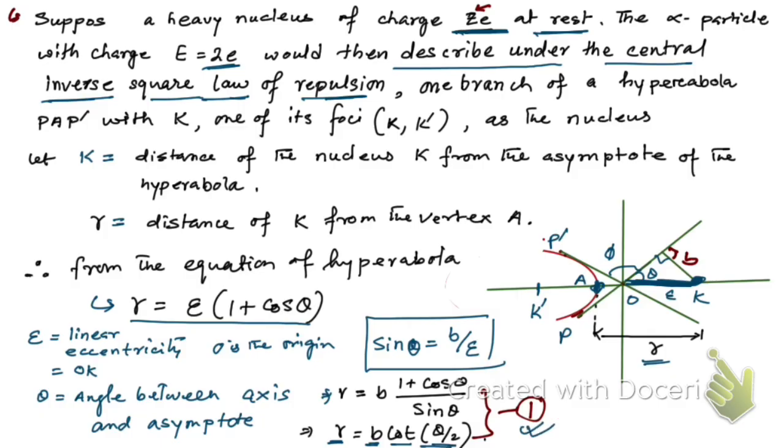Now here, hope you know the meaning of asymptote: the line towards which a curve approaches but never intersects. They intersect at infinity, you can consider it that way. So here we have two asymptotes. This is the one along which the alpha particle is coming, and after repulsion due to the positively charged nucleus, it goes back along this direction. The angle between these two asymptotes is phi. Hope you have understood this.